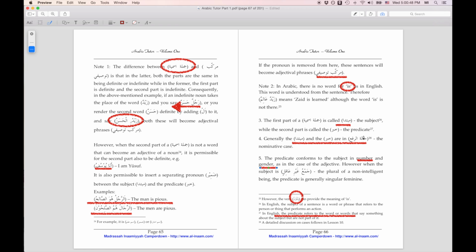So if the mubtada, the first part, is a ghayr aqil, for example al-anhuru, the rivers, and now you want to put a khabar for it, like they're wide, the rivers are wide, it will be wasi'atun, instead of wasi'un, wasi'ani, wasi'una. Because it's a ghayr aqil, for al-anhuru, the rivers are wide, it will be wasi'atun, singular feminine. That's what they're trying to say here. That is still jumlatul ismiyah.